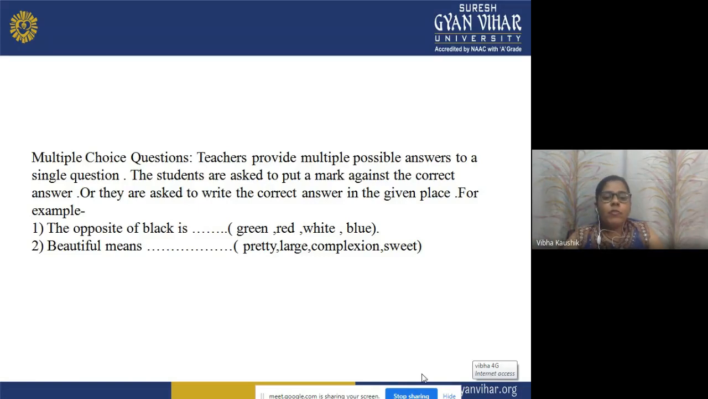Second one is: beautiful means dash. And the options are pretty, large, complexion, sweet. Now again, multiple possible answers to a single question have been given by the teacher to the students. Now the student has to put a mark against the correct answer, or he can write the correct answer in the given place.